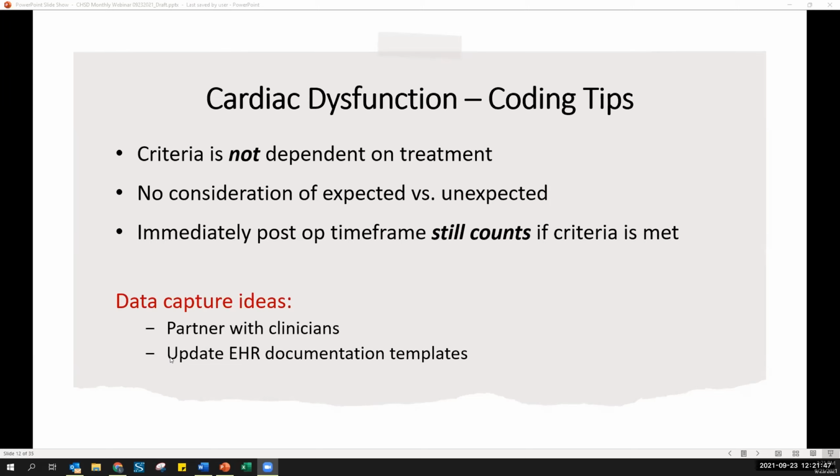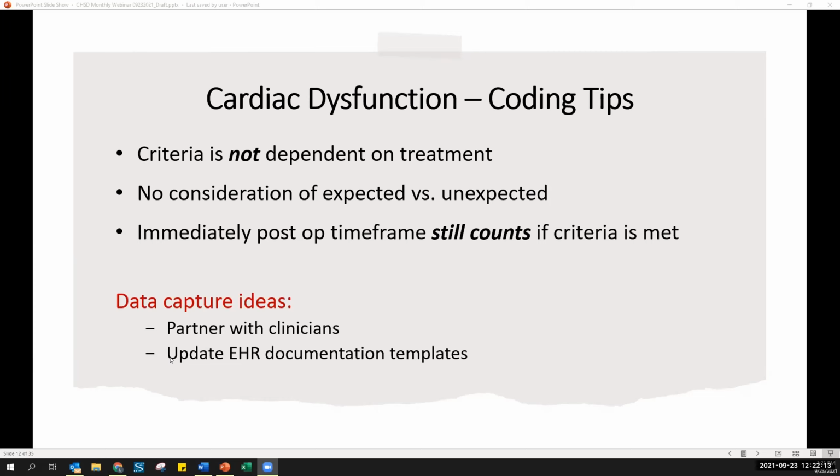Also, the consideration of expected and unexpected does not matter. So we know when you come off bypass and hit the unit, there's what we call the post-bypass slump, where we often increase our inotropes or give volume to these patients, and it's quote unquote expected in our minds. It's what we think is going to happen, and it does happen. It doesn't matter if your patient has a low cardiac output state in the setting of cardiac dysfunction.